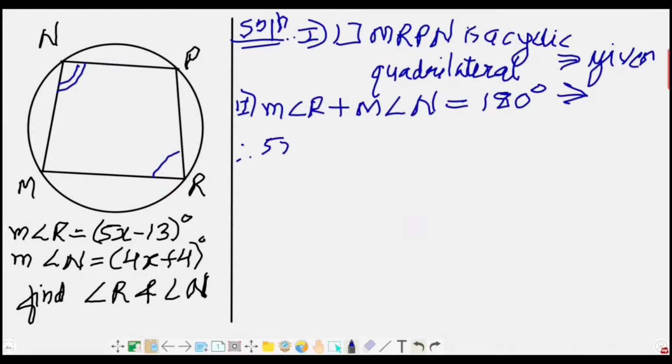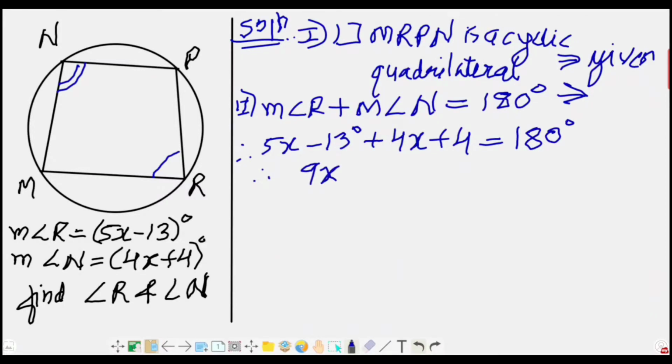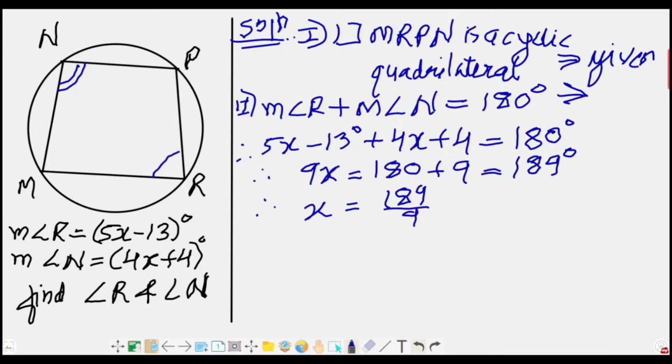Now substitute: instead of angle R, I can write 5x minus 13 degrees, and instead of N, I can write 4x plus 4, which equals 180 degrees. Now 5x plus 4x is 9x. Minus 13 plus 4 will be minus 9. When I transfer minus 9 to that side, it will be plus 9. So 180 plus 9 gives you 189 degrees. So your x will be 189 divided by 9. So you got the value of x as 21 degrees.